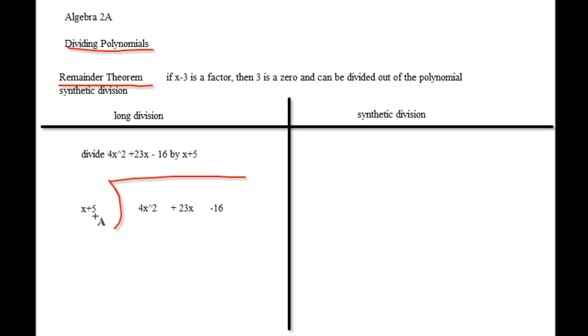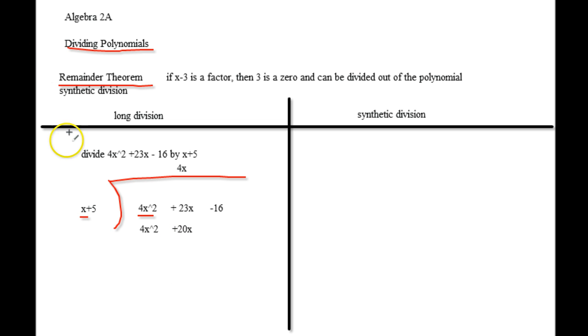First off, I'm going to ask myself, and I always look at the first term, how many times does x go into 4x squared? It actually goes in 4x times. And where do I put that 4x? I put it right above the x. Then I multiply it: 4x times x plus 5 becomes 4x squared plus 20x.